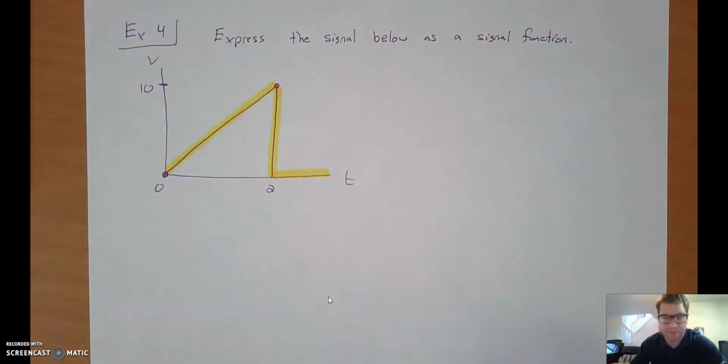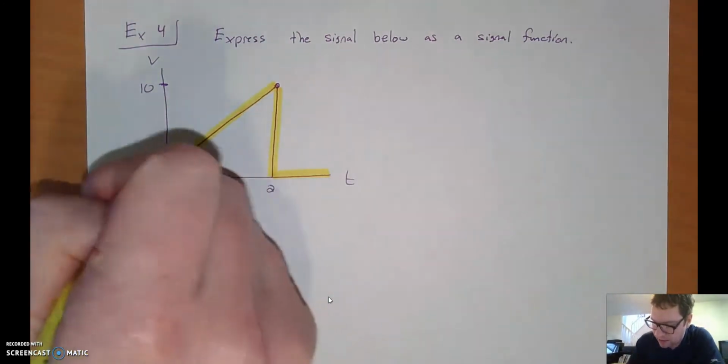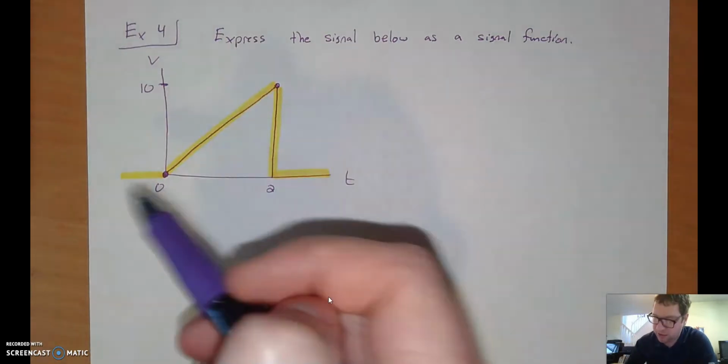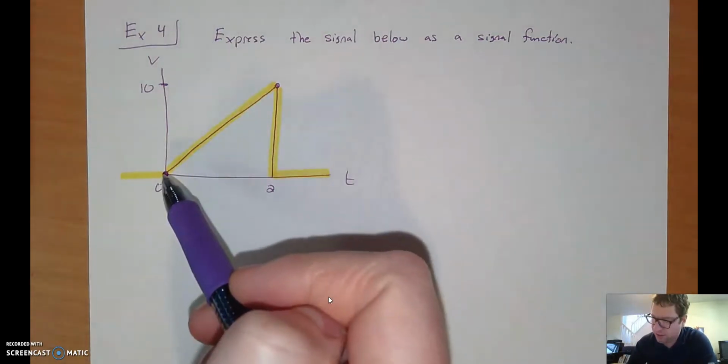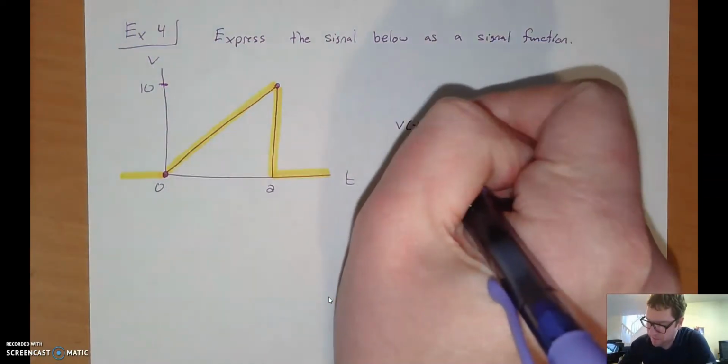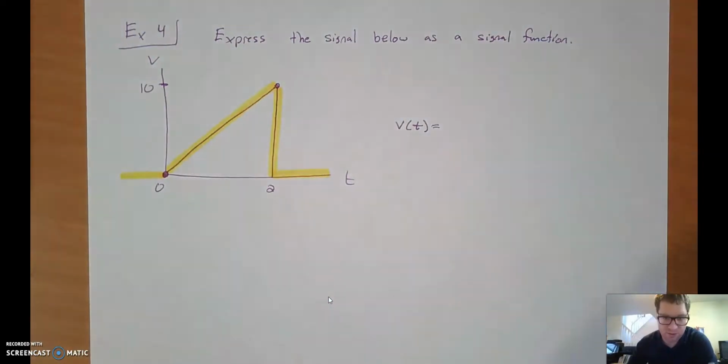So I've rewritten it here. We want to express the signal below as a signal function. To get started, you can assume, although it doesn't show it, that it is 0 before this. When you solve these, this is a voltage, so we're going to be finding some V of t equal to stuff.